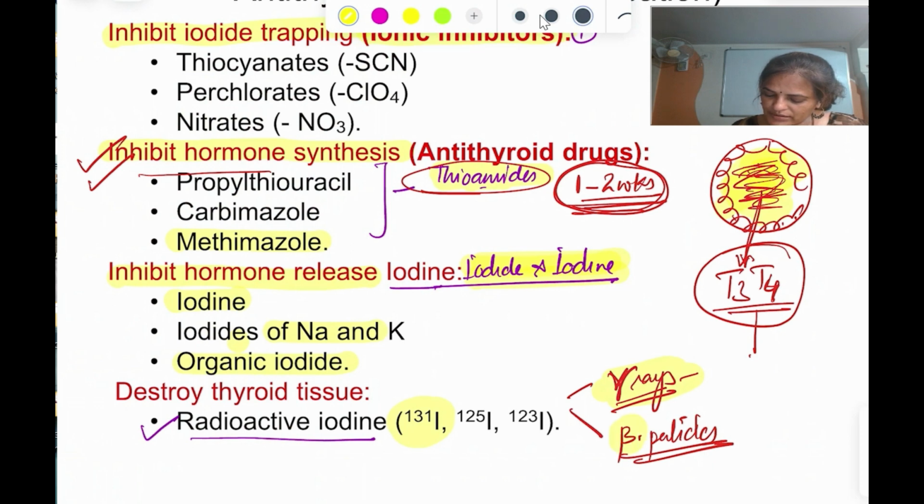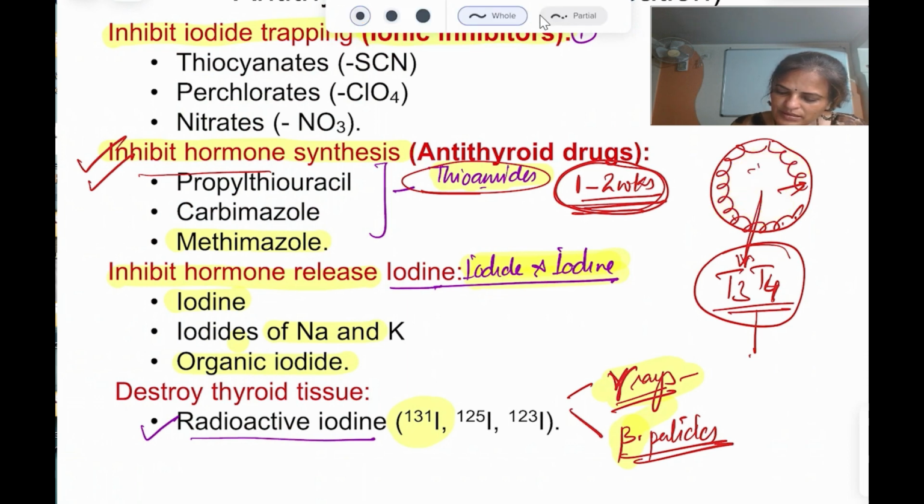And this beta particle, this is the one. So what it does, this is going to emit from within. It is going to damage this thyroid follicle. यहाँ पे अगर आपका iodine 131 है, so from within, it is going to inhibit this single cell, all these cells. So it is going to destroy this epithelial cell.